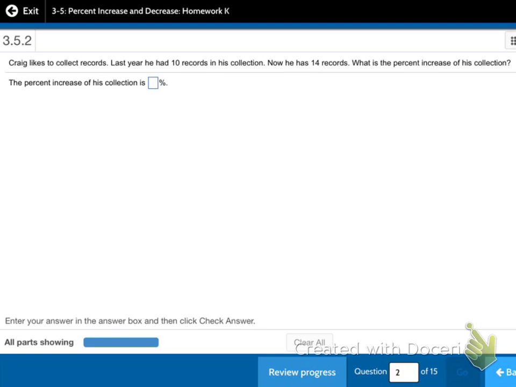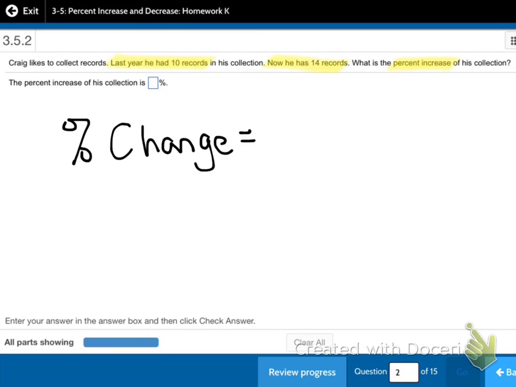All right. Craig likes to collect records. Last year he had 10 records in collection. Now he has 14. What's the percent increase of his collection? So let's highlight important information. 10 records last year, 14 records now, percent increase. So percent change. How much did it change? Well, he started at 10, then he went to 14. So final minus initial, 14 minus 10, had an increase of 4 records.